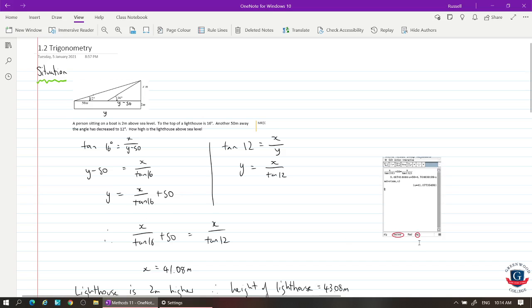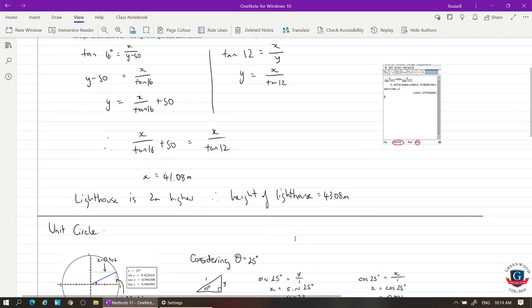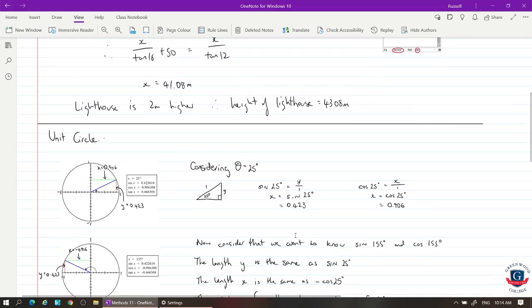A couple of things to note. If you're using your calculator for trig ratios, make sure your calculator is in degrees mode. This will become more important later when we change that to a different mode. And if we're looking for a decimal answer, this should be decimal. If we're looking for an exact value, that should be standard. First part done.